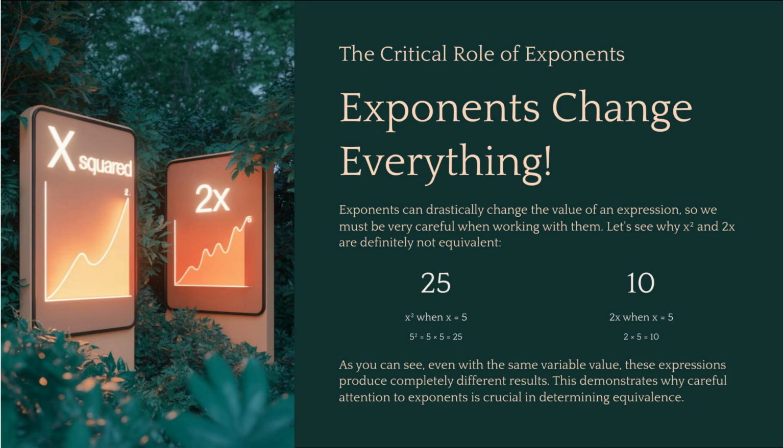Be especially careful with expressions involving exponents. As we learned, x to the power of 2 and 2x are almost never equivalent. An exponent means repeated multiplication, which makes the number grow very quickly. If you plug in x equals 5, x to the power of 2 is 25, while 2x is only 10. The difference in value shows clearly that these expressions are not equivalent.